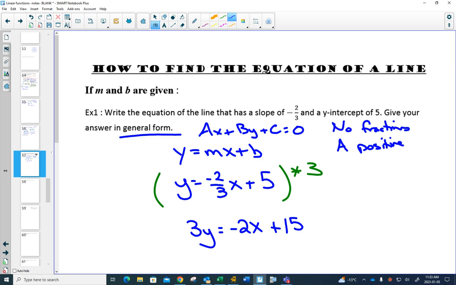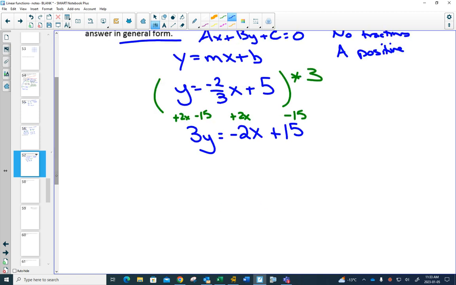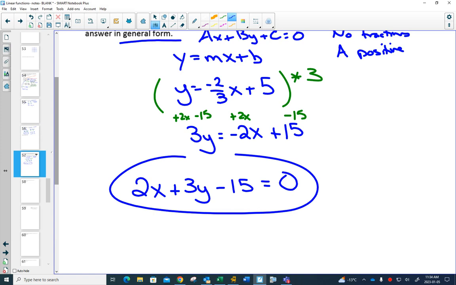What do we also need for general form? We need a positive, and we also need it equal to 0. Is the a positive? No, it's a minus 2 in front of the a. So this time, we will move the 2x over to both sides. We will also move the 15 over because we need one side equal to 0. Can you see that when you move the 2x over, now it's positive? The 3y was positive on this side. When I move the 15 over, it becomes negative, and now it's equal to 0.